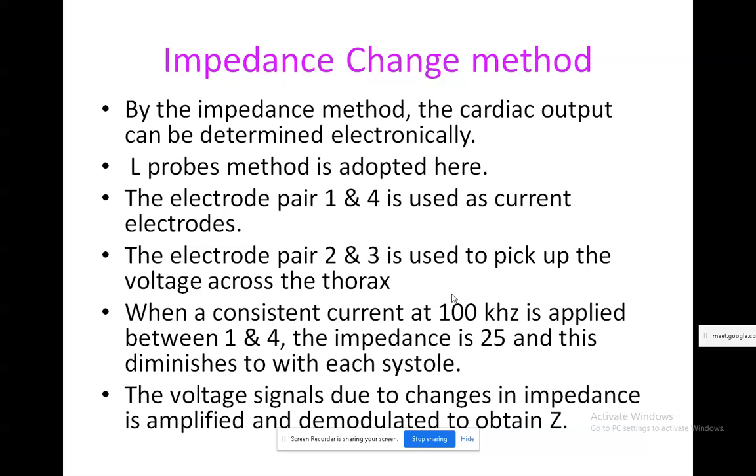In that, 1 and 4 electrodes are used as current electrodes, 2 and 3 electrodes will be used as the picking electrodes. Picking electrode means output electrodes. Okay, 1 and 4 input, 2 and 3 output electrodes, which will be used along the thorax. Okay, so here 100 kilohertz of current is going to be applied between the 1 and 4 electrodes, with an impedance value of 25 ohm. Okay, the voltage signal which will be changing the impedance value, after amplification and demodulation, gives the output value as Z.